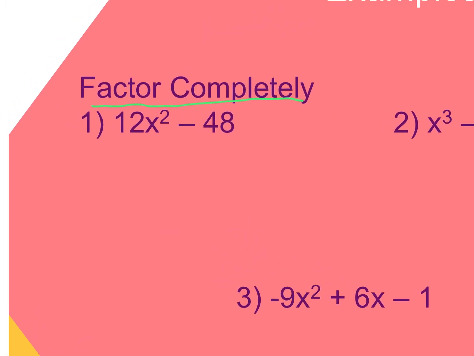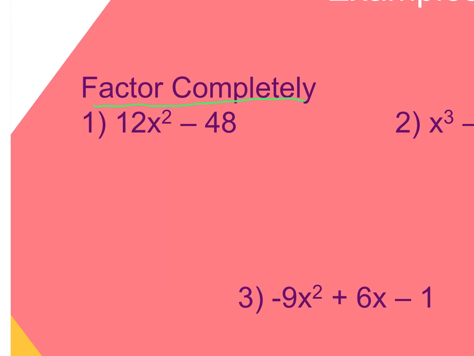As always, the first thing that we check for is the GCF. Is there any here? You should notice that there is. Between 12x squared and 48, I can take out a 12. Once I take out a 12, I'm left with x squared minus 4. From here, we can check, is there anything left on the inside or anything special about the leftover factors? There is. Between x squared and 4, those are both perfect squares. There's a minus in between. This is a difference of squares.